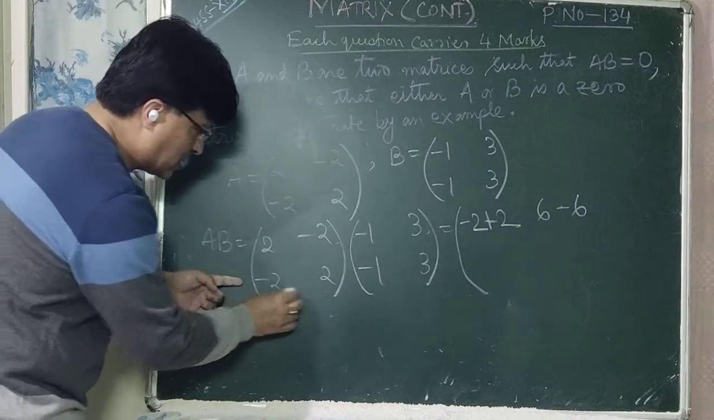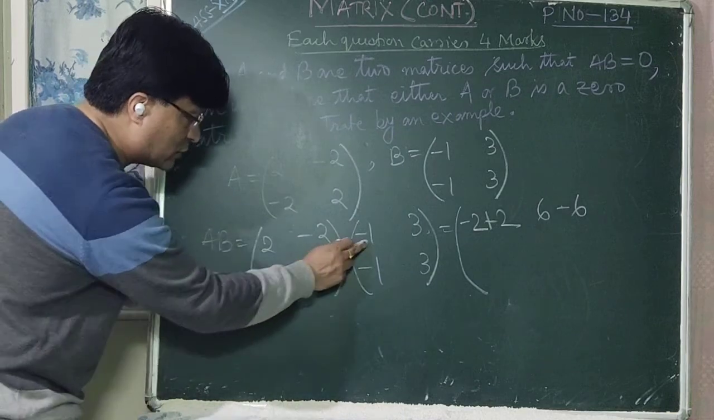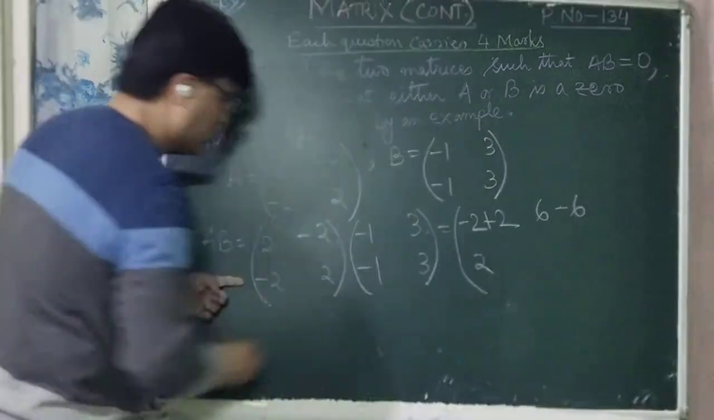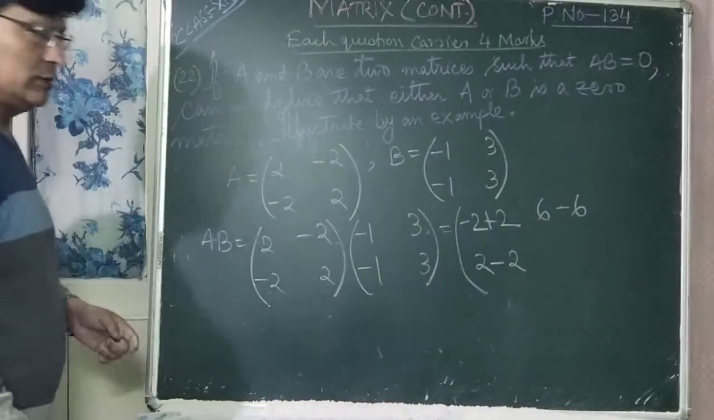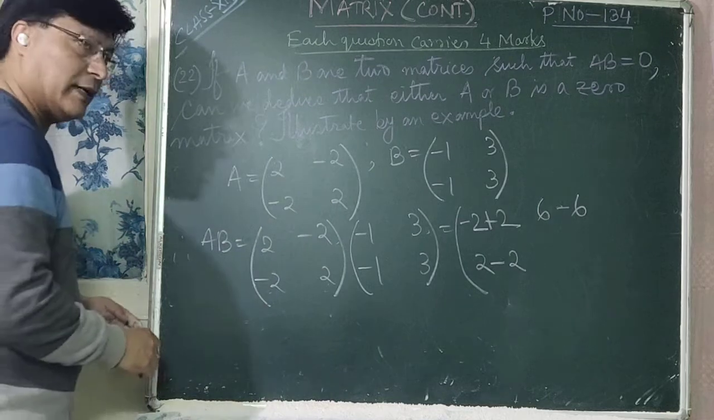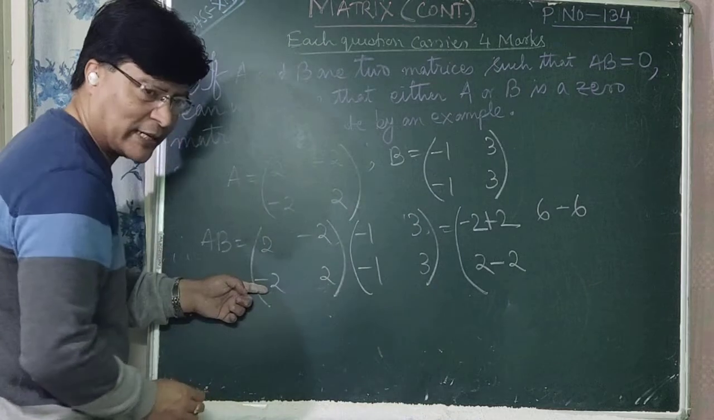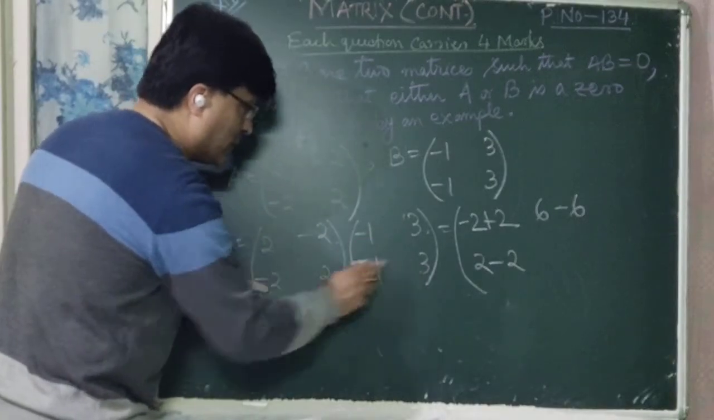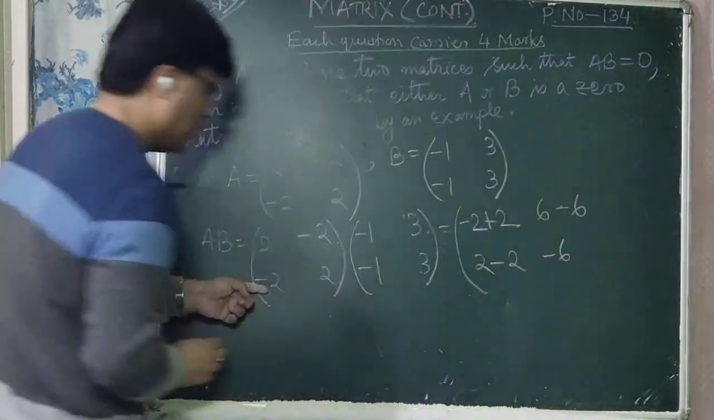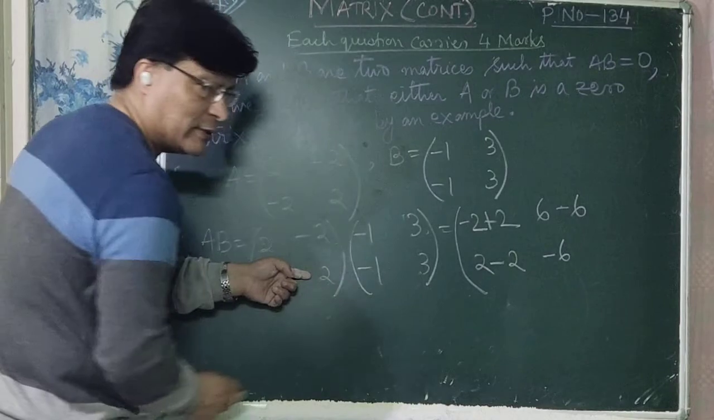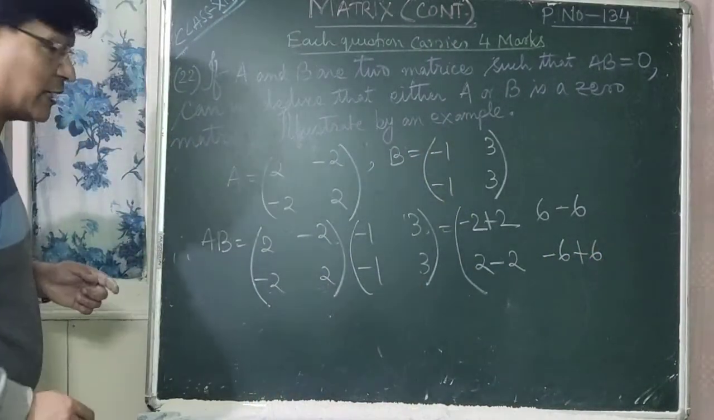Next, this second row should be multiplied by the first column. That is minus 2 into minus 1, plus 2. Then 2 into minus 1, minus 2. Is that clear? Next, this second row should be multiplied by the second column, corresponding elements should be multiplied. Minus 2 into 3, minus 6. Let us write minus 6 here. And then the second element, 2 threes are 6, that is plus 6. Is that clear?